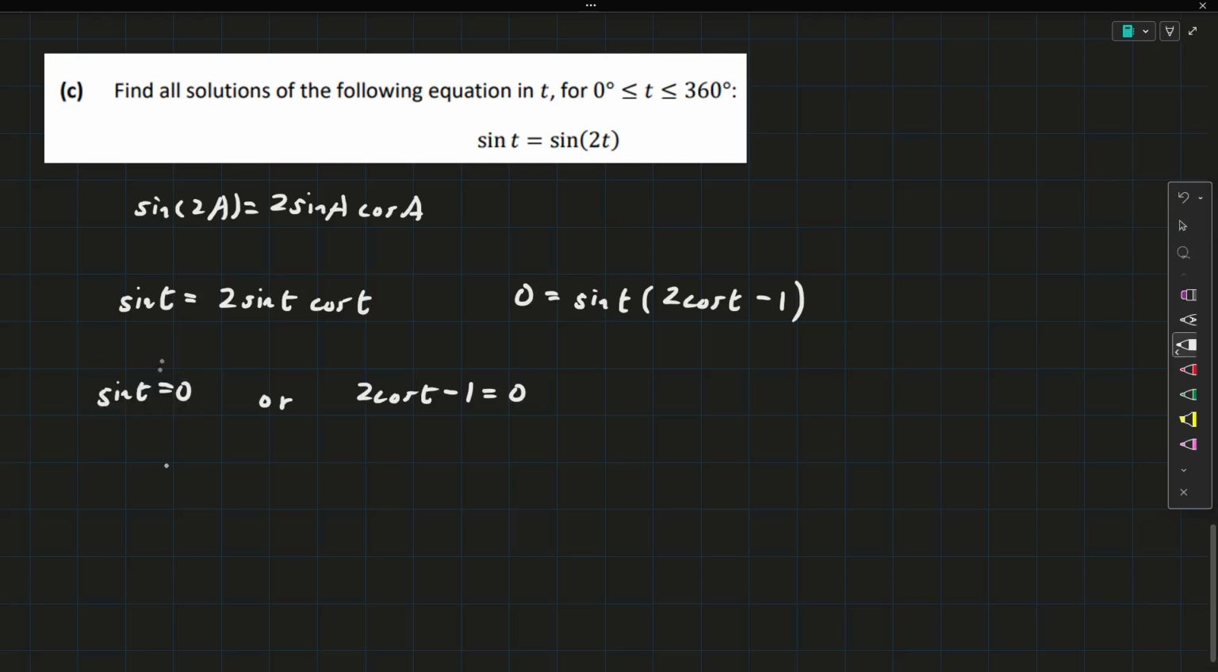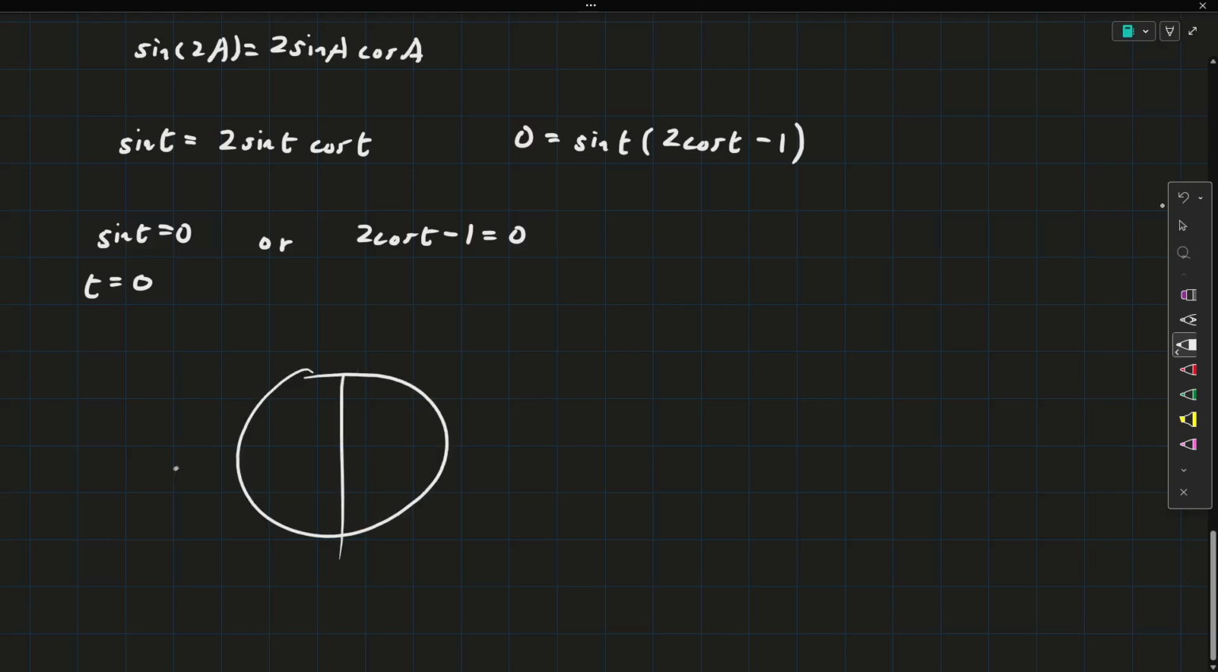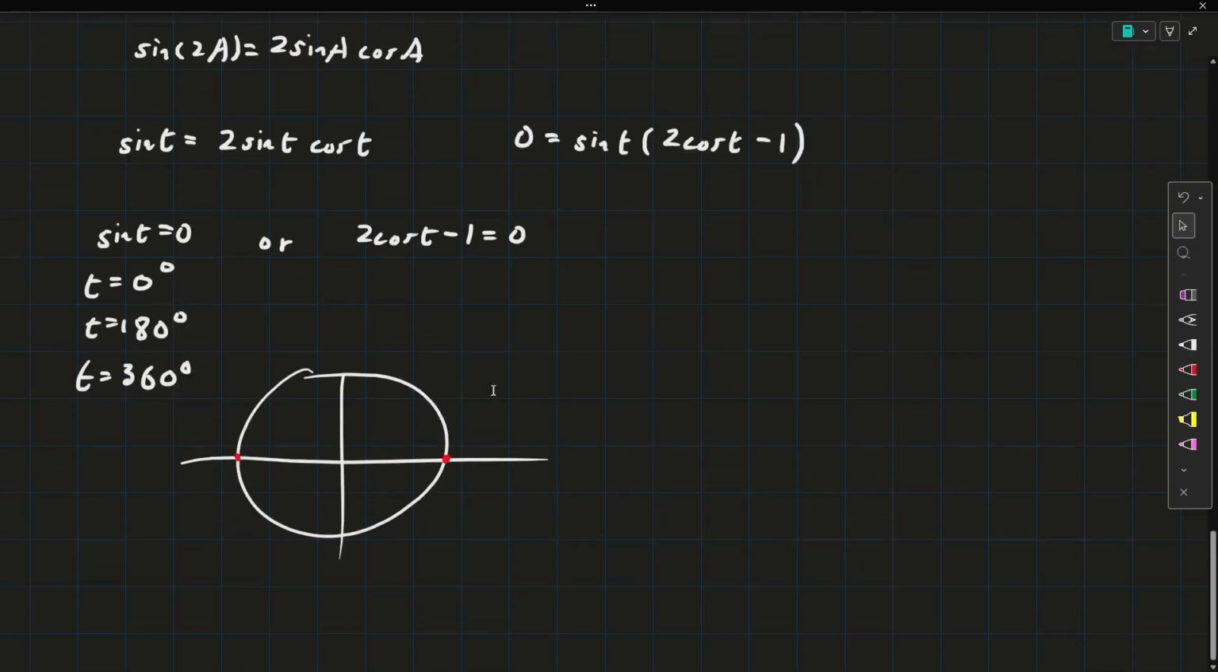So if sine t is equal to 0, obviously that means that t is equal to 0. So that's one solution. And then if you think about the unit circle as well, if t is equal to 0, then that means that we're here. And remember that sine is going to be the y-coordinate. So where else do we have the same y-coordinate? Well, the answer is here. So that means that t equals 180 degrees will also work, and also so will t equals 360 degrees, and I believe they're all within our domain. Yep. So there are 3 answers that we get from solving this equation.